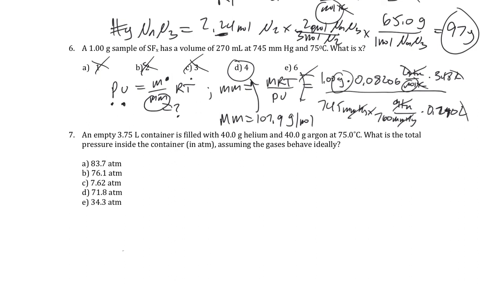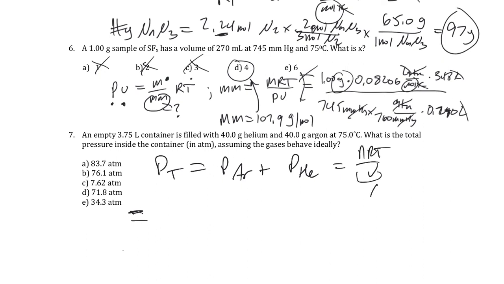Number 7, we have an empty container filled with 40 grams each of helium and argon, 75 degrees C. What is the total pressure inside the container, assuming the gases behave ideally? So our total pressure would just be the sum of argon plus helium. If we were to write this out and recognize that PV is equal to nRT, so this is nRT divided by V for the argon, and nRT divided by V for the helium, we might be able to simplify, but I think it's just easy enough to plug in and solve for this problem twice.